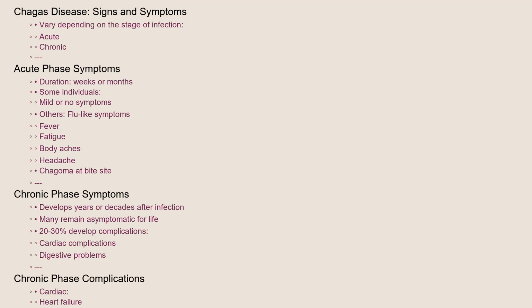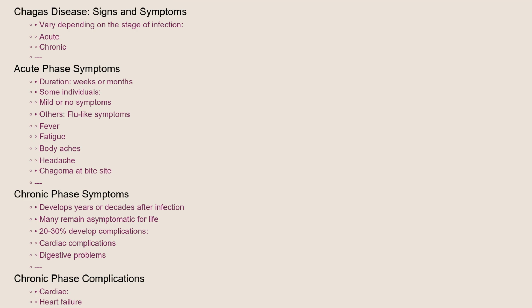The signs and symptoms of Chagas disease vary depending on the stage of infection. During the acute phase, which may last only a few weeks or months, some people may experience mild or no symptoms. Others may have flu-like symptoms such as fever, fatigue, body aches, headache, rash, loss of appetite, diarrhea, and vomiting. A visible swelling, called a chagoma, may appear at the site of the insect bite.